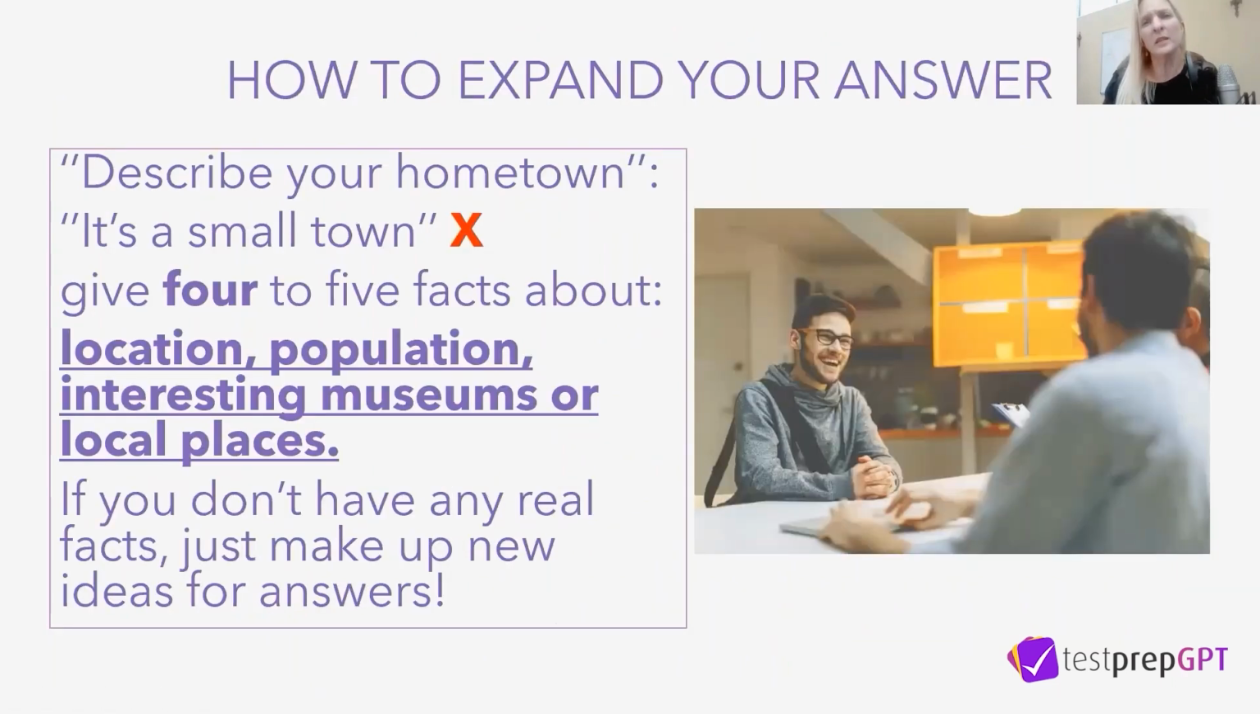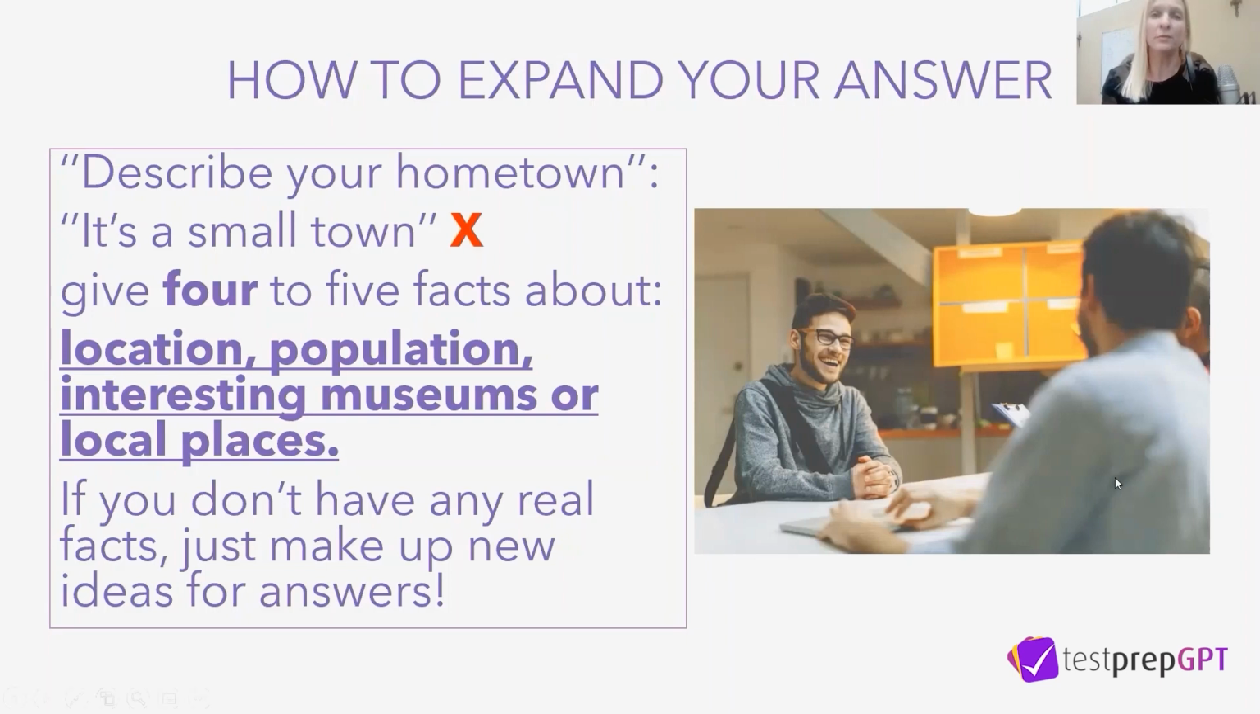So how do you expand your answer? Instead of giving 1 point, it's a small town, when you're asked about your hometown, you can give 4 to 5 facts. You can give information about the location of your hometown, the population, interesting museums or local places. So that's the idea, is to give more than a simple answer.